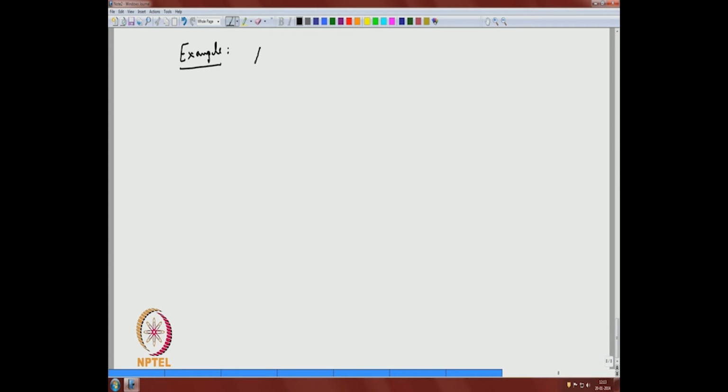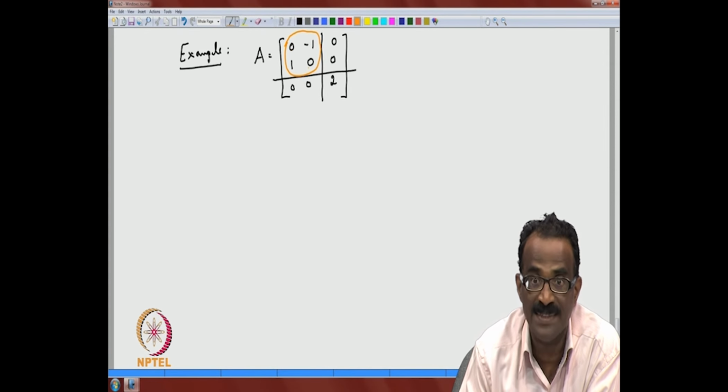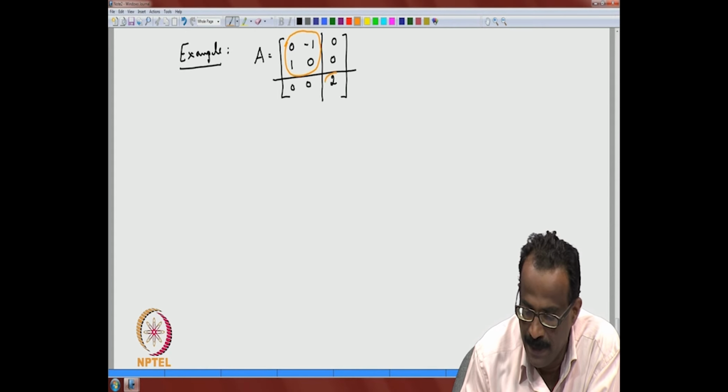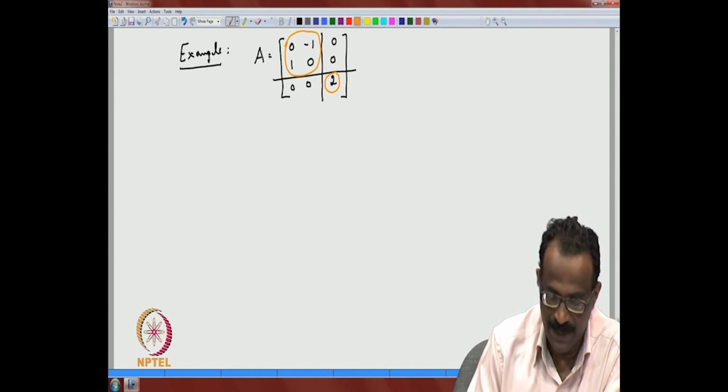Let us consider the system A = [0, -1, 0; 1, 0, 0; 0, 0, 2]. If you look at the system A, this is again decoupled into a 2 by 2 system here. This is a 2 by 2 system decoupled, with trace equal to 0. So, it is something like a center, and then the x3 component is separate.